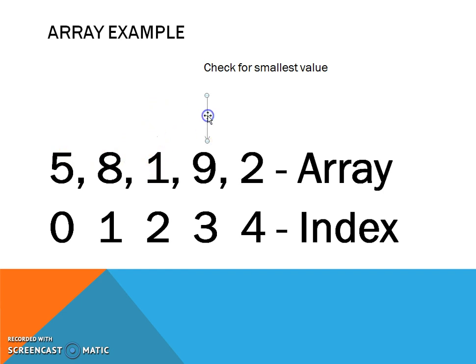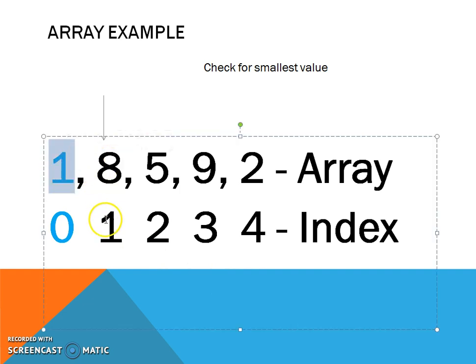Then we do the same for 9, and we do the same for 2. And since neither of those are smaller than 1, 1 is our minimum value in this whole array, which means we need to put that in our first position. So we swap the index numbers, and we'll have this new array. And that means that there is one element that is sorted, and 4 elements in this array that are unsorted.